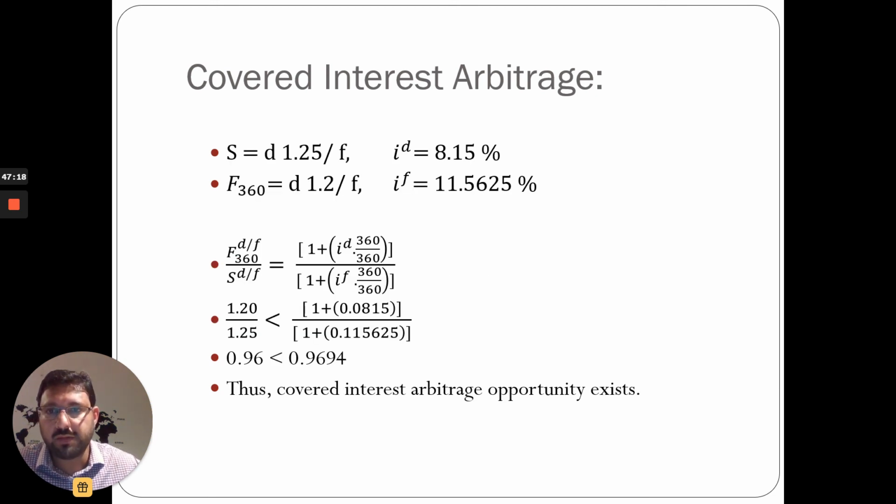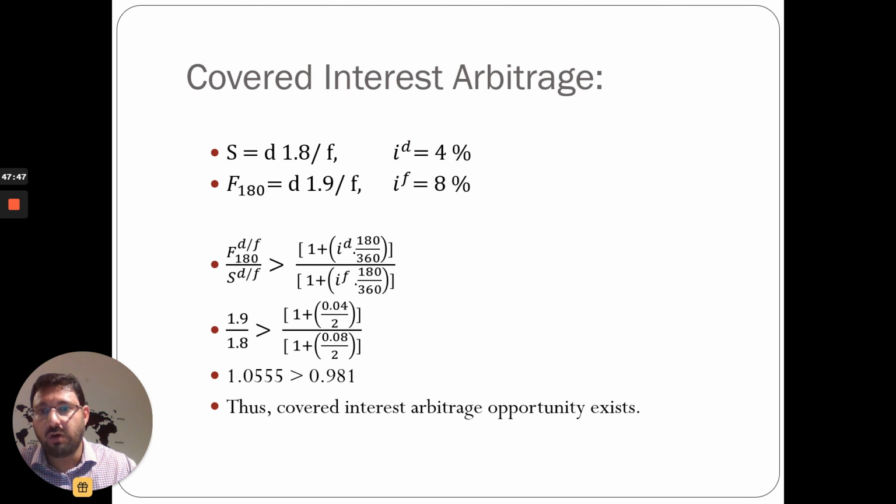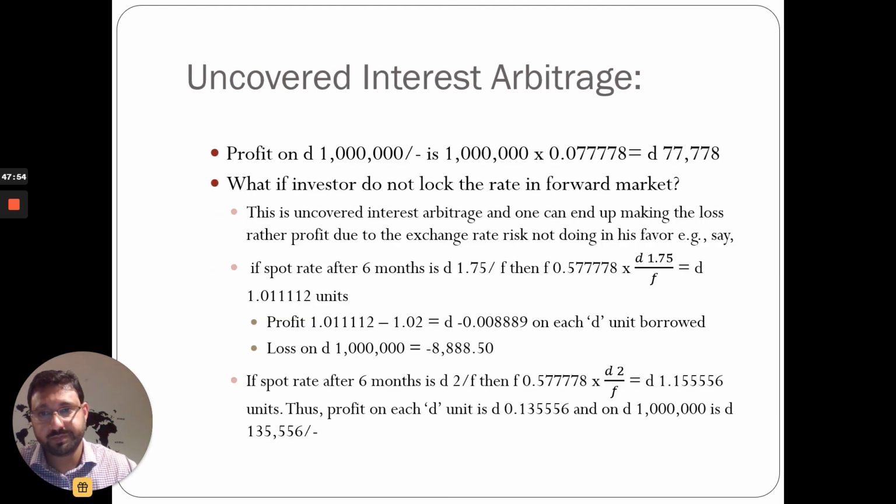So you have started with the spot rate and forward rate, and the interest rates in the D country and F country. If you compute these numbers, over here the investment horizon is 1 year. How do you know it's an investment horizon of 1 year? Because we are considering the forward rate for 1 year, 360 days. In the previous case, we considered the forward rate of 180 days. So we know that we are considering the investment horizon of 6 months because there are approximately 180 days in 6 months.